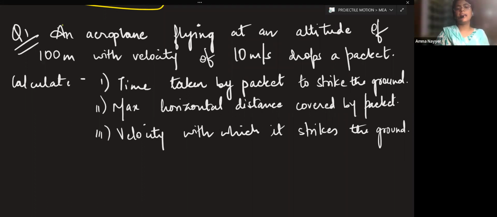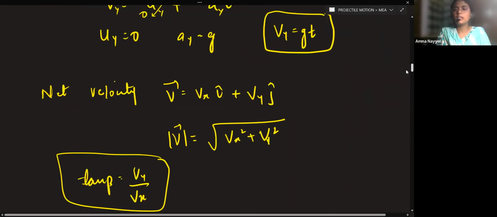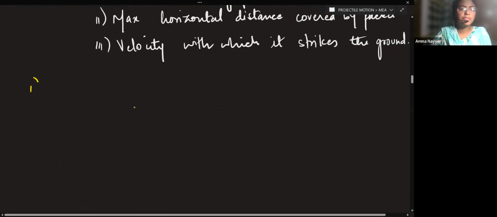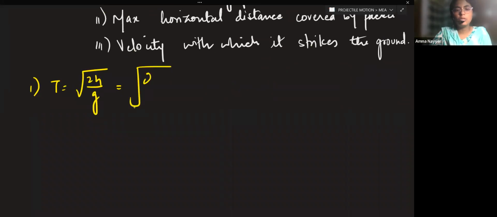An aeroplane flying at an altitude of 100 meter with velocity 10 meter per second drops a packet. You have to find the time taken by the packet to strike the ground. If the packet strikes the ground, the time taken will be the time of flight, that is under root 2h divided by g. So first part answer will be t is equal to under root 2h divided by g, into height, 100 meters, g is 10. That becomes 2 into under root 20, or you can write 2 root 5 seconds.